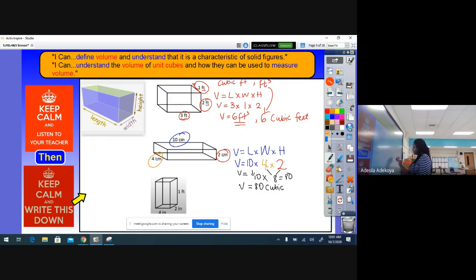Again, I'm paying attention to the unit in which this is being measured, cubic centimeters. All right, another way to write it would be 80 cubic centimeters, like that.